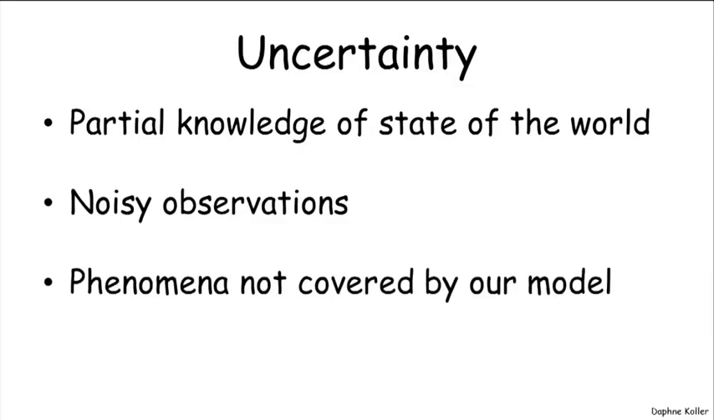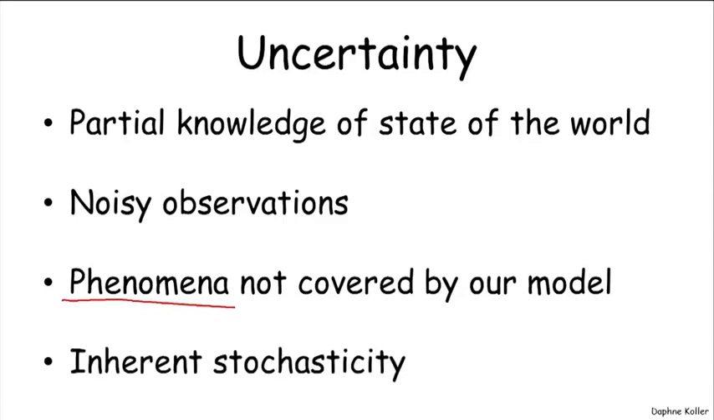Uncertainty also comes in because of modeling limitations. So we're going to have phenomena that are just not covered by our model. All sorts of different obscure diseases, for example, that might cause the same set of symptoms. It's impossible for us to write down a model that is so detailed that it includes every possible contingency and every possible factor. And so you're going to have uncertainty and variability that is simply due to modeling limitations.